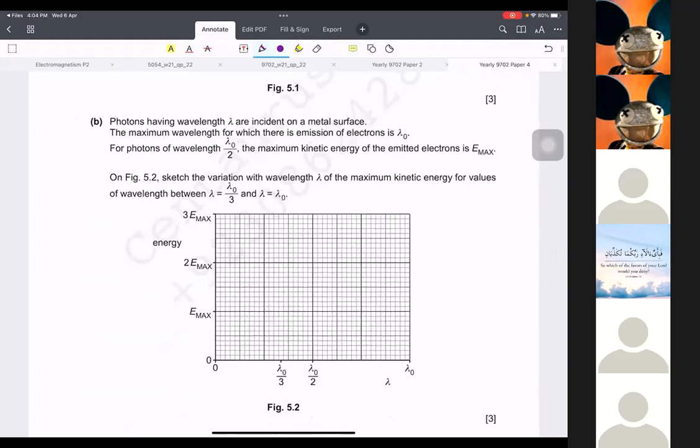So it says photons having a wavelength are incident on a metal surface, and the maximum wavelength for which emission occurs is lambda naught. For photons of wavelength lambda naught by 2, the maximum kinetic energy is Emax. So at lambda by 2, this is Emax, right? So I'm going to put it. And sketch the variation of maximum kinetic energy with the wavelength, for values from lambda equals this to lambda equals that. Okay.